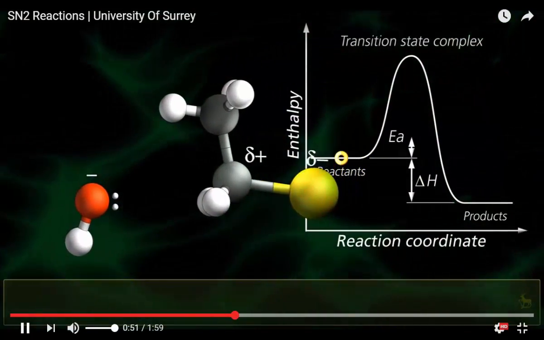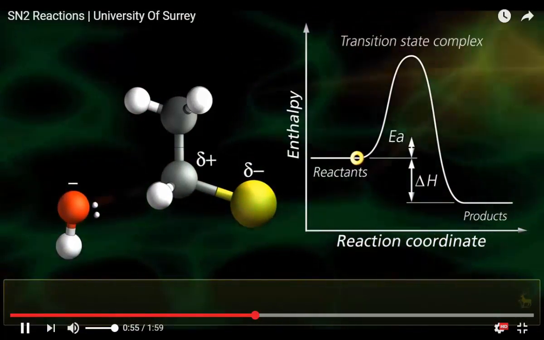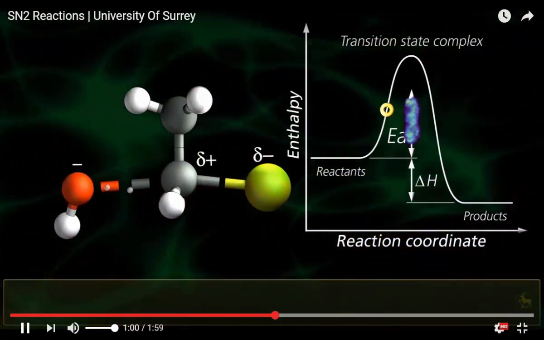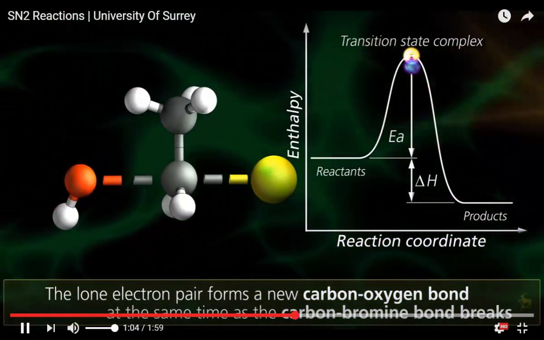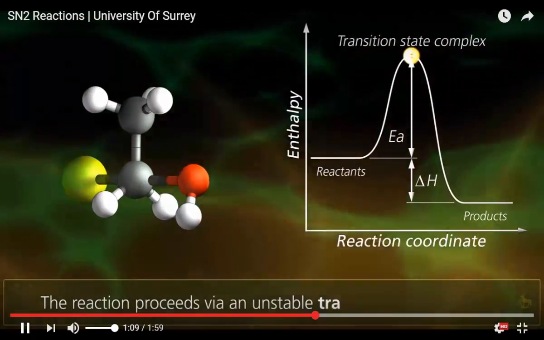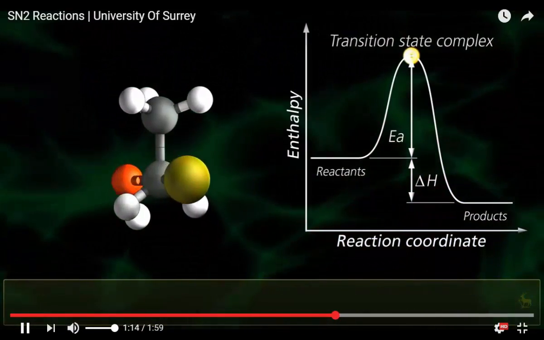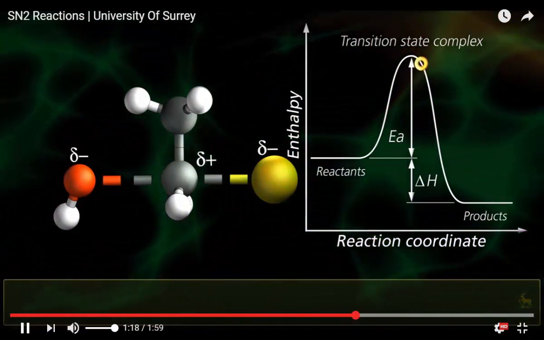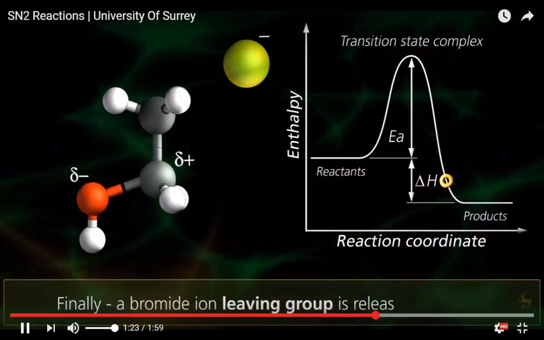Because the bromine atom, A, is so large it impedes the approach of the smaller hydroxide ion, and B, it repels the negatively charged nucleophile. The lone electron pair on the nucleophile forms a new dative covalent bond with the partially charged carbon atom to give an unstable transition state complex. The complex behaves like an umbrella blown inside out as the bonds rearrange into a tetrahedral structure. The bromide ion, called the leaving group, is released.